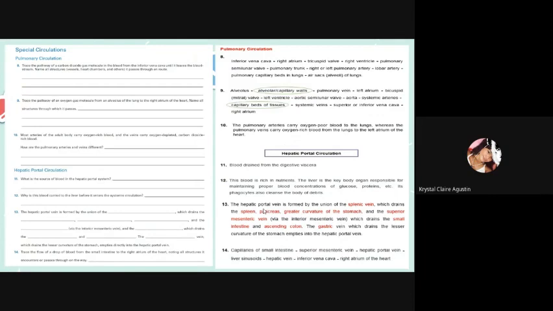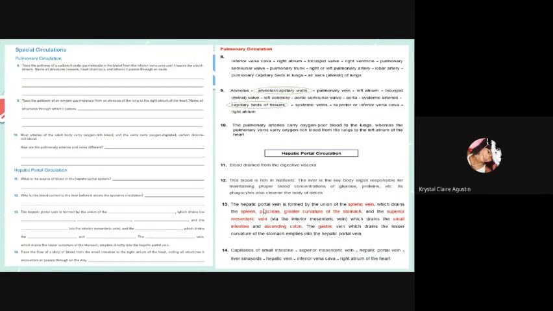As we can see, there are encircled structures in the circulation for number 9. The encircled structures are where gas exchange takes place. As we can see, we talk about the blood flow in our lungs.